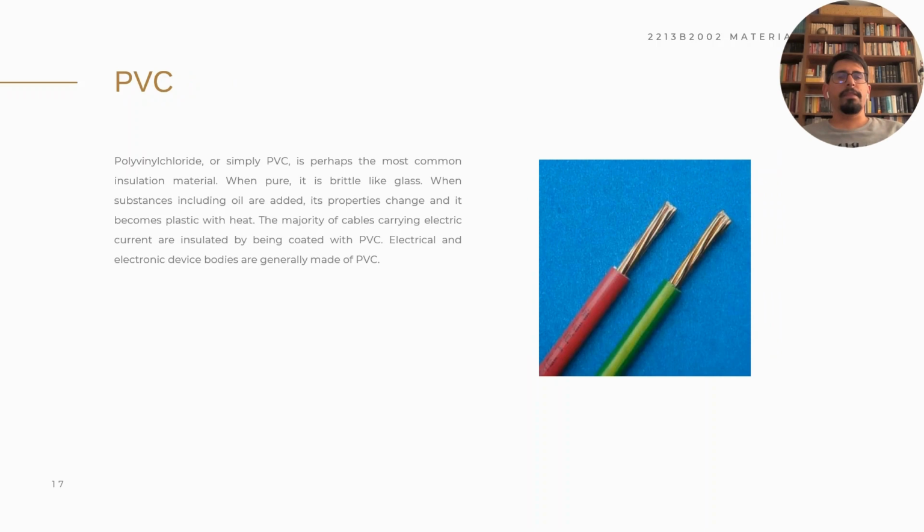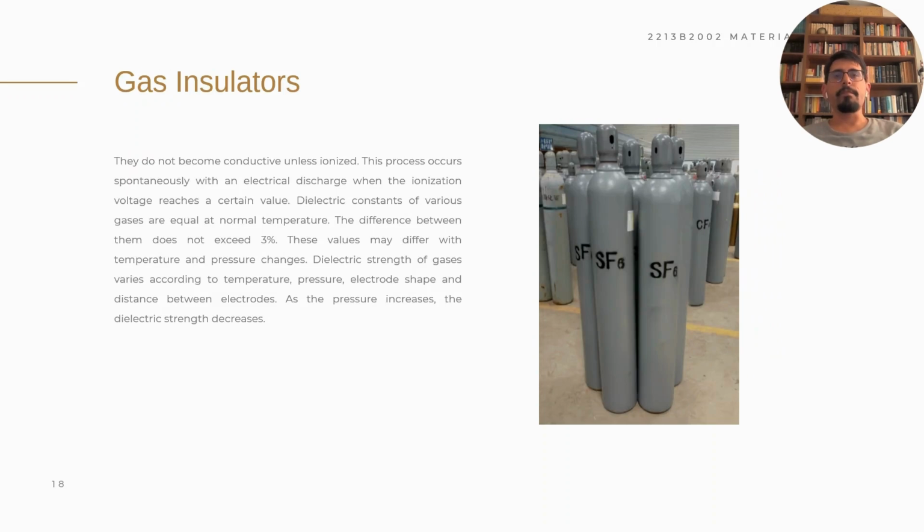PVC is probably the most commonly used insulating material out there. In its pure form, it behaves like glass. That means it's brittle. But when mixed with things like oil, it can become flexible and plastic-like, especially when heated. Most cables that carry electric current are coated with PVC for insulation. It's also widely used to make electrical and electronic device casings, thanks to its insulating properties and flexibility.